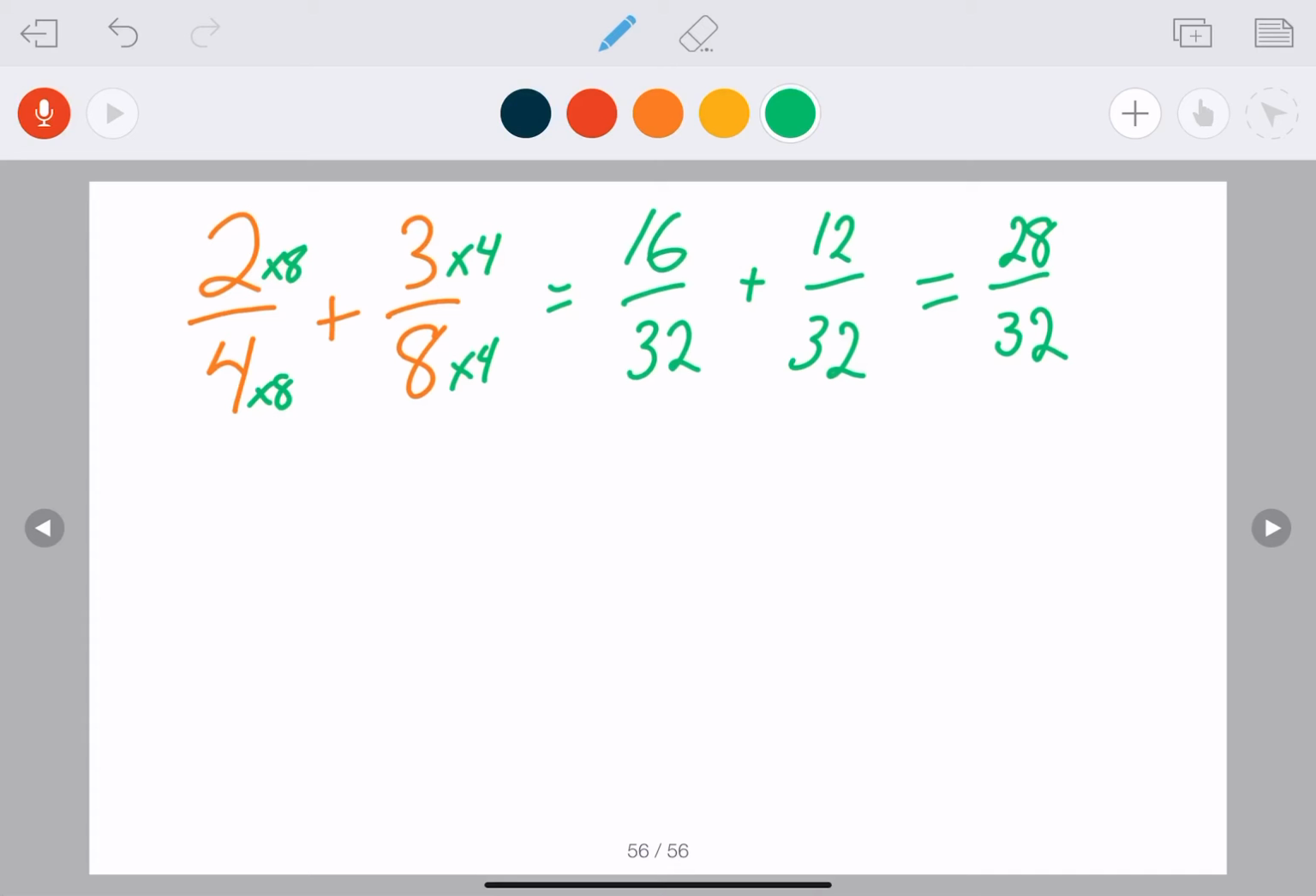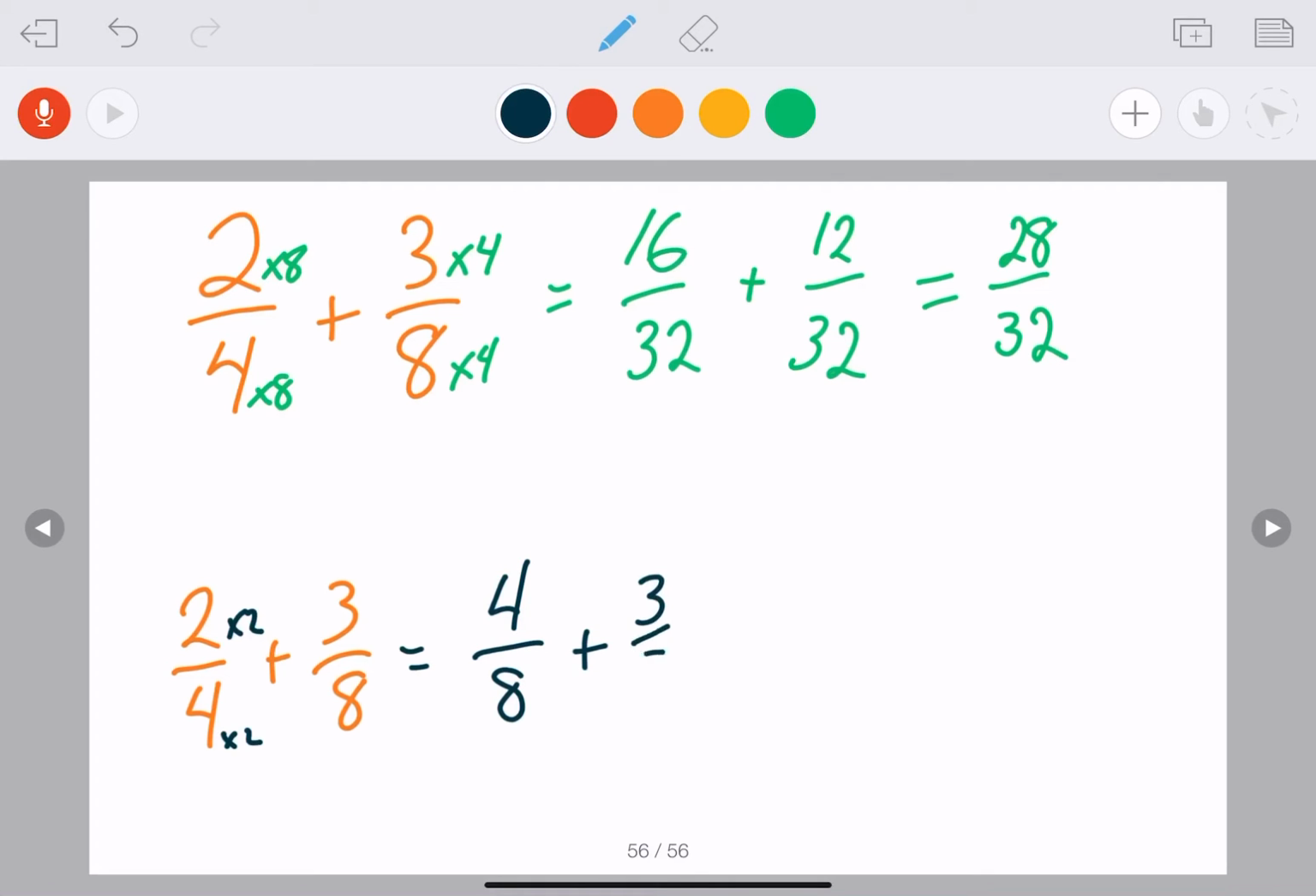So I'm going to do the question the other way first. So I'm going to rewrite this. So 2 over 4 plus 3 over 8. So knowing that 4 can skip count into 8, I have to times by 2. So 2 times 2 gives me 4. 4 times 2 gives me 8. Plus 3 over 8 equals 7 over 8. So you can see that this cannot be simplified. This is the simplest form of your answer.